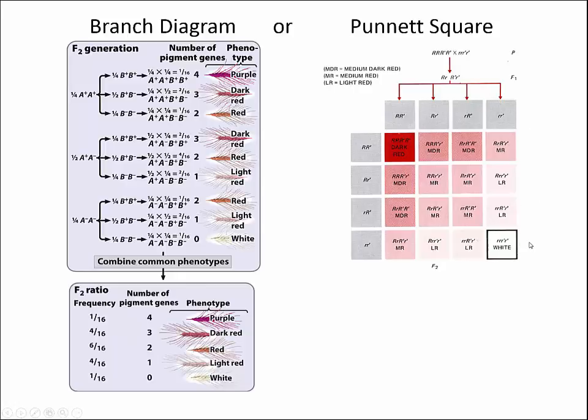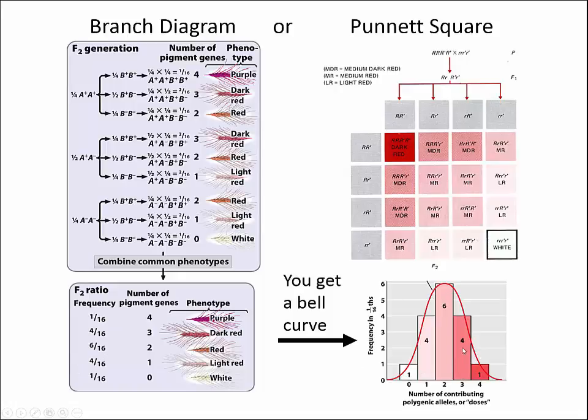And so the idea is that you can get different phenotypes in the F2 generation, and the number of doses of the pigment gene will vary. Very rarely will you get all 4 pigment doses, and very rarely also will you get no pigment doses. Most often you'll get something in between. And in fact, if you graph this, what you see is that the most common is actually this intermediate phenotype of only 2 pigment doses, and the most rare are these 2 extremes.